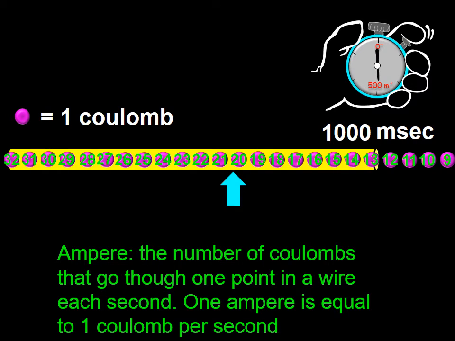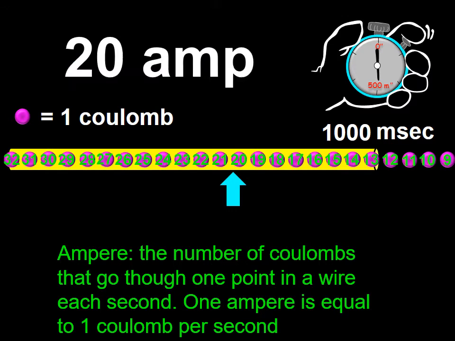Now 1000 milliseconds, that is 1 second, has gone by and 20 coulombs have passed the point indicated by the arrow. We can thus say that the current going through the wire is 20 coulombs every second, or 20 amps.